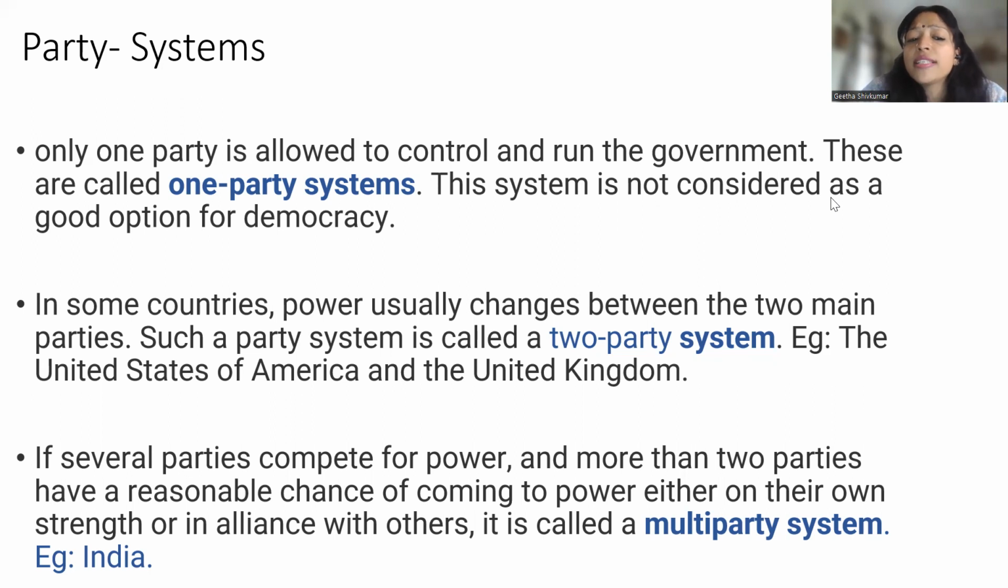Several parties compete for power. When more than 2 parties have a reasonable chance of coming to power together, they are called an alliance. Now, the advantages and disadvantages, or merits and demerits, of the multi-party system. Demerits come first. So how will you remember? Whatever will be the merits of one party system, that will be the demerits of multi-party system, and whatever will be the demerits, it will be the merits of the multi-party system.